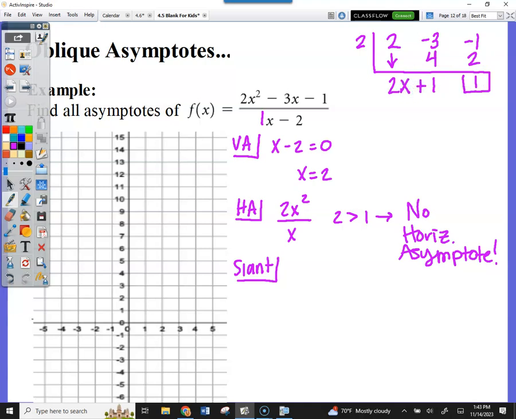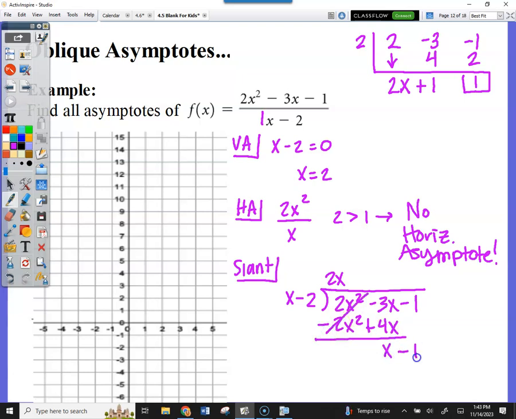You do long, so you would say x times 2x, multiply it through, draw the line, change the sign. Then you'd say x times 1. And I don't even have to keep going. So my slant is at y equals 2x plus 1.